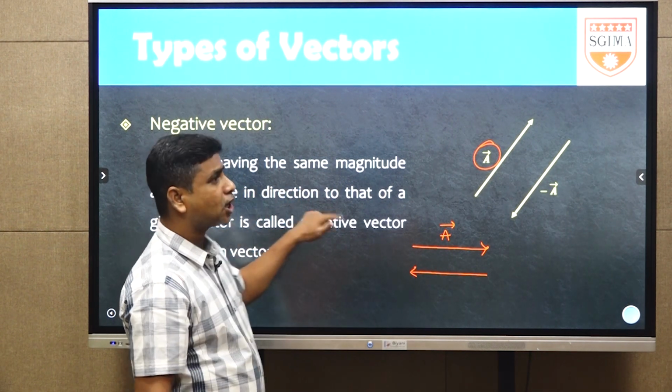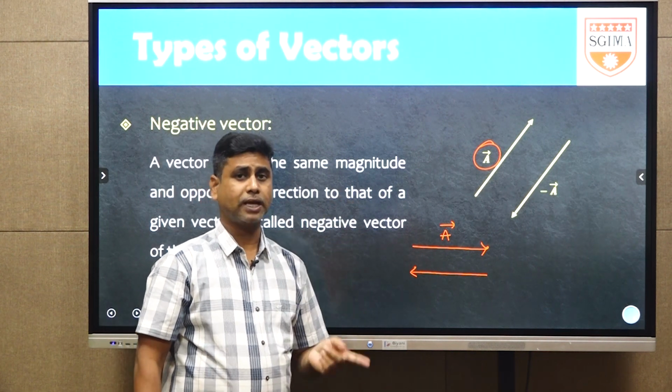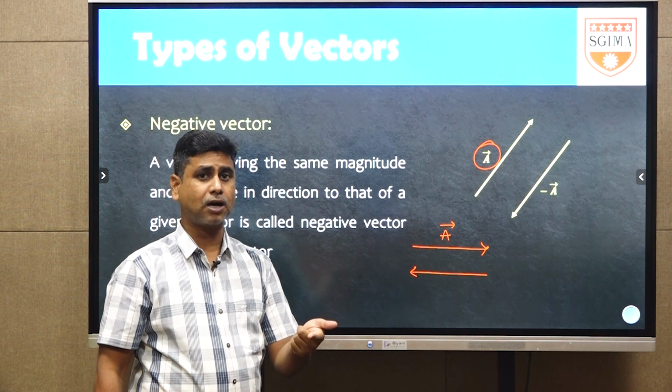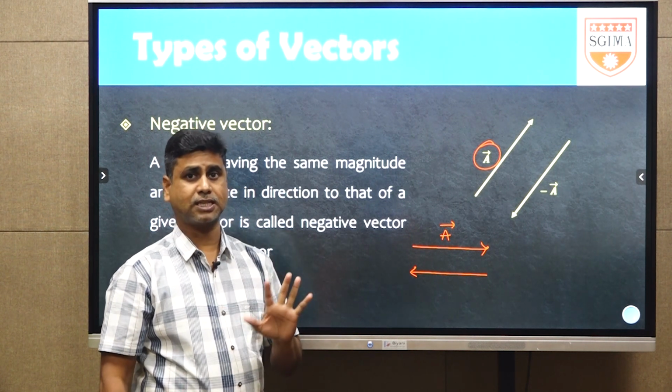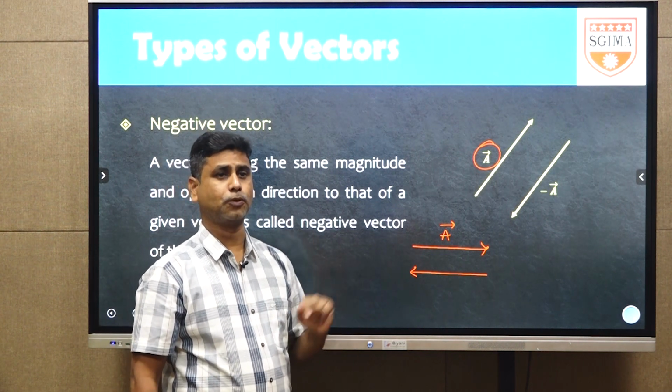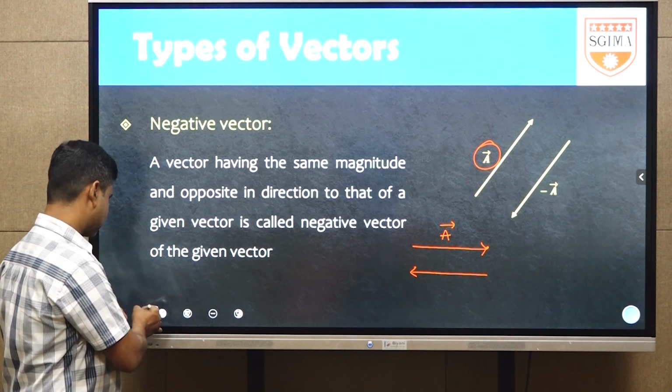But what is the difference between a negative vector and an anti-parallel vector? In anti-parallel vectors, the magnitudes of the vectors may be the same or different. But here, for a negative vector, the magnitudes of the vectors are the same and only the direction is opposite. That is the difference between a negative vector and an anti-parallel vector.